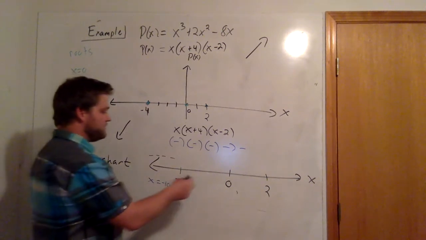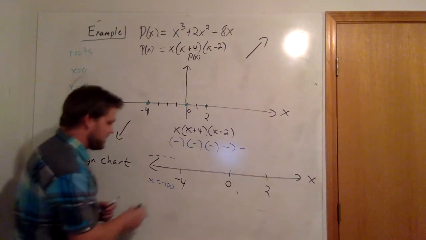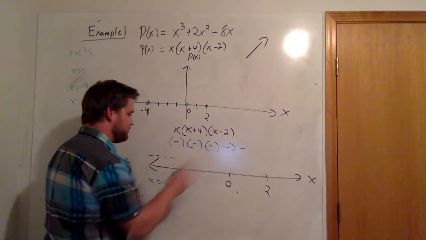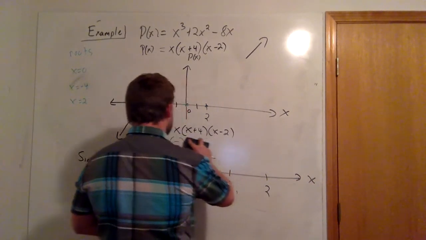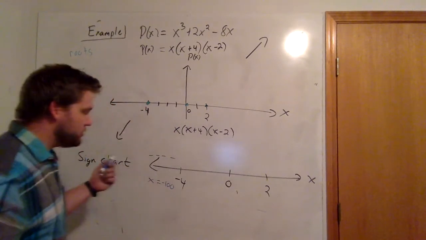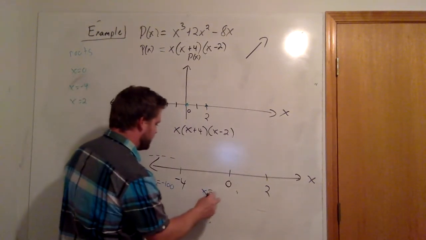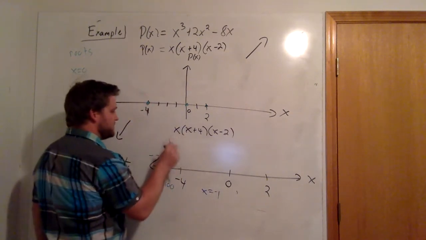Let's figure out what happens in between -4 and 0. So I know the graph is negative, but as it comes up, does it bounce? Does it stay negative, or does it cross through and turn positive? Well, let's see. Okay, so let's plug in any value between 0 and -4. How about our test point is, how about -1? So if I plug in -1 for x, well, that's a negative value.